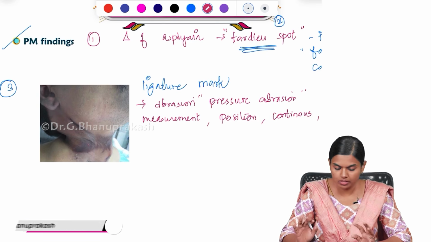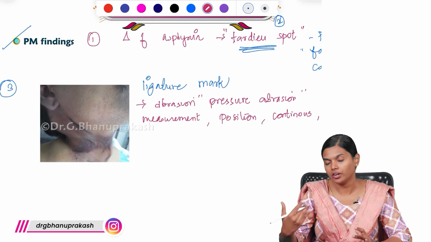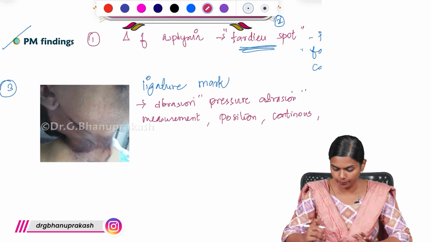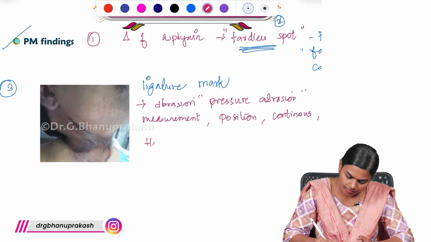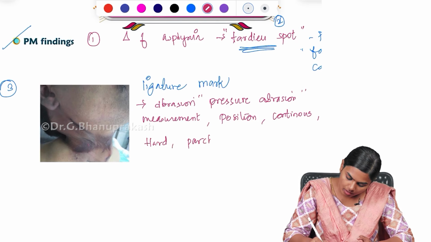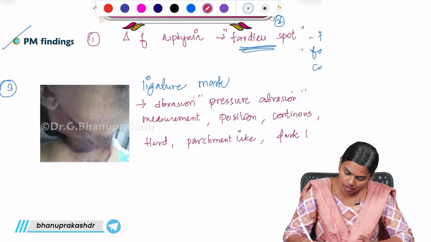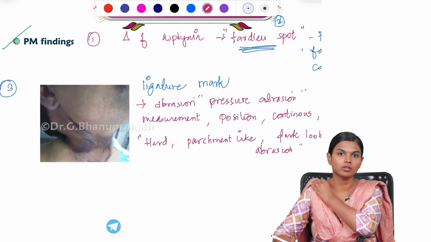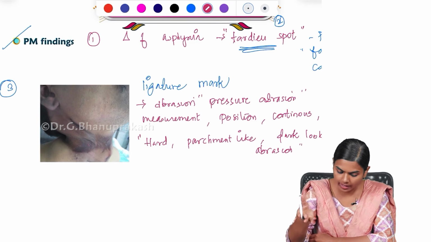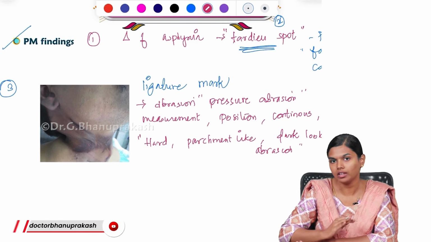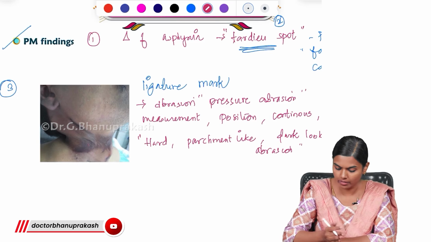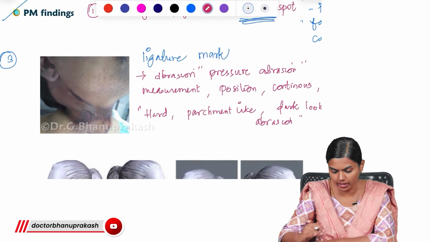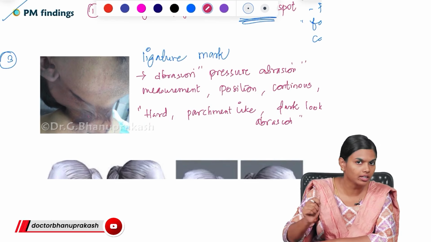And usually this ligature mark, when you get a body for autopsy, how it looks is that you will have this hard, parchment-like, dark looking abrasion. This is how you usually get a ligature mark in case of hanging. So, in hanging you will get a very classical ligature mark, and whenever you get it, you have to note down all these findings, and it will usually look like a very hard, dark colored structure.